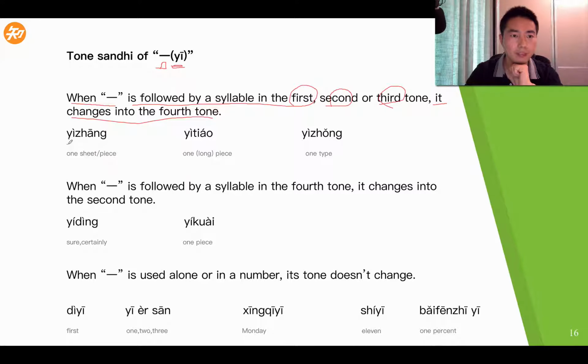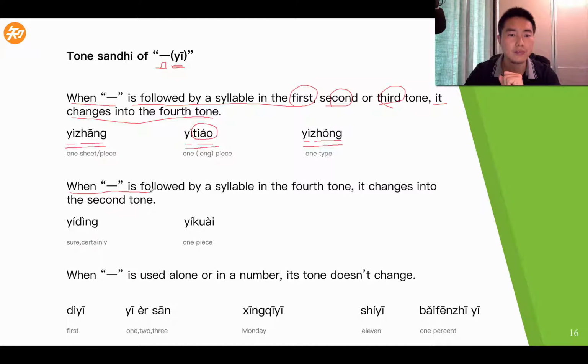The first one is 一张. Zhang is in the first tone, so 一 becomes the fourth tone. Okay, one more time. 一张. The next example. 一条. Tiao is in the second tone, so 一 becomes the fourth tone. One more time. 一条. The third one. 一种. 种 is in the third tone, so 一 becomes the fourth tone. One more time. 一种.